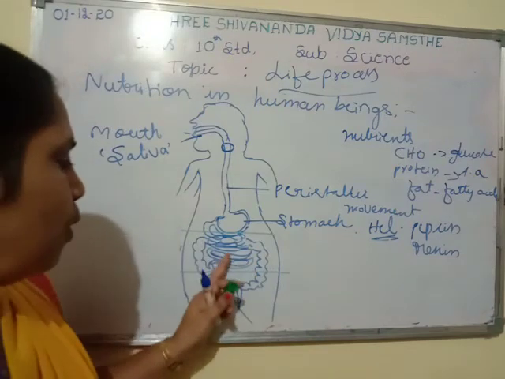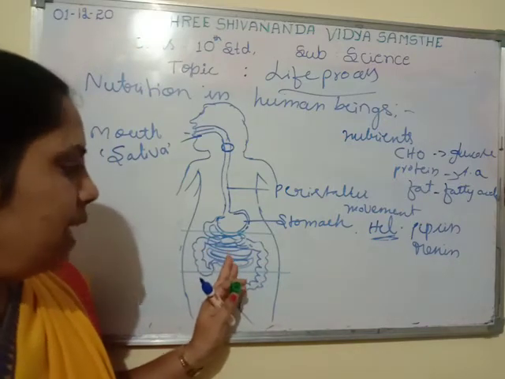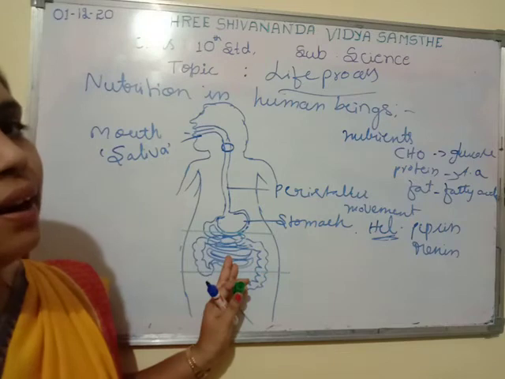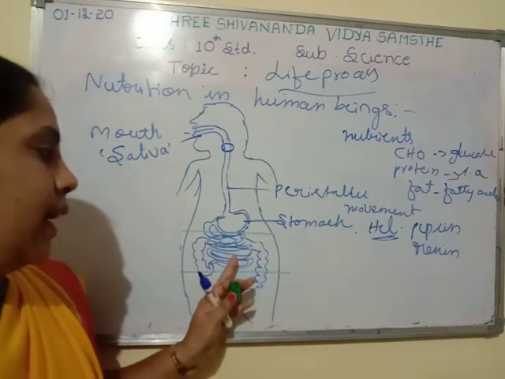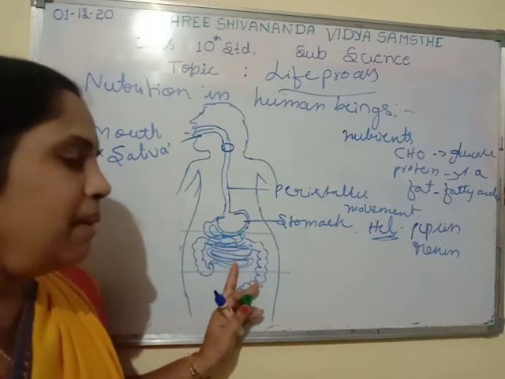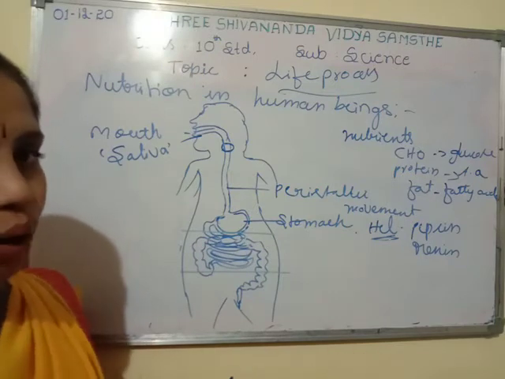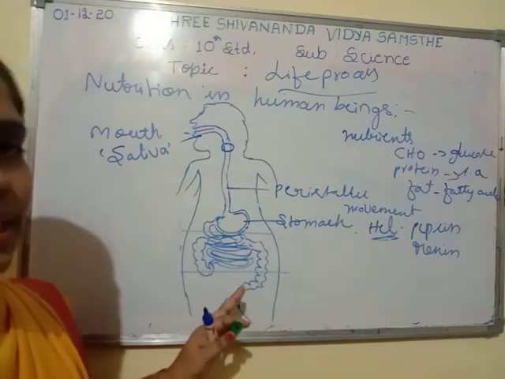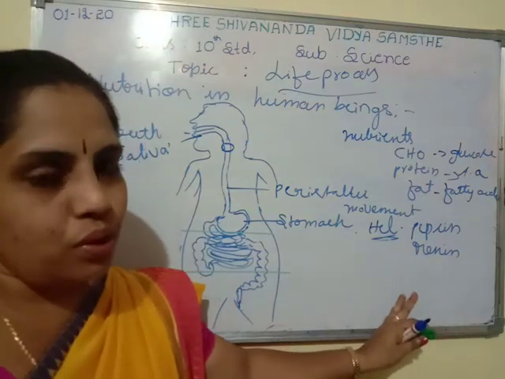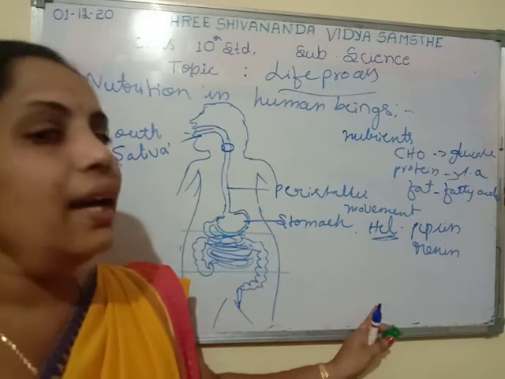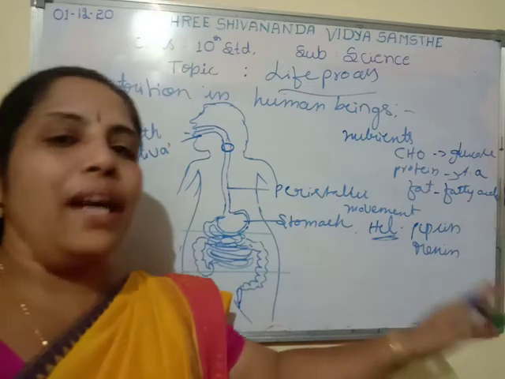Okay, so this small intestine is also a long alimentary canal. This alimentary canal is different in different kinds of animals, such as herbivorous animals and carnivorous animals. In carnivorous animals, this alimentary canal is very short, but in herbivorous animals it is very long. Why? Because herbivorous animals eat only grass. Grass has cellulose, and to digest cellulose the animal has to take more time.